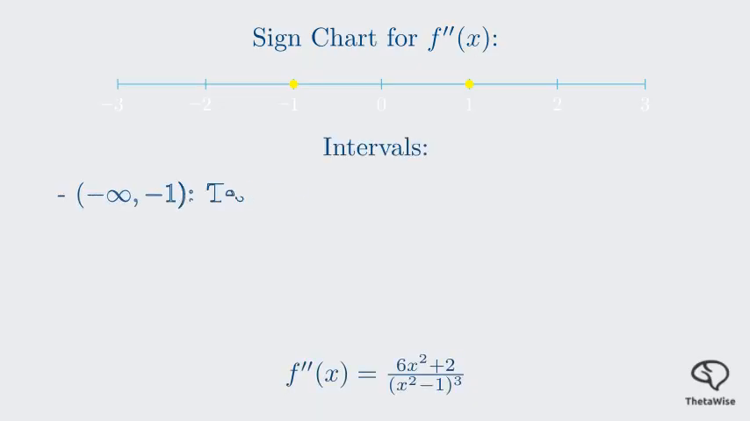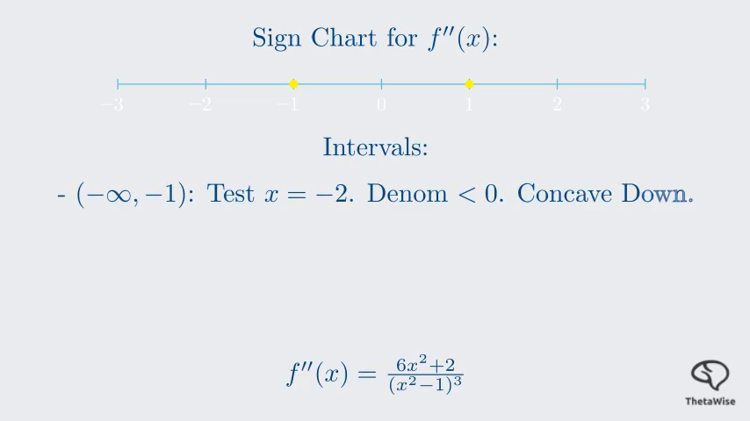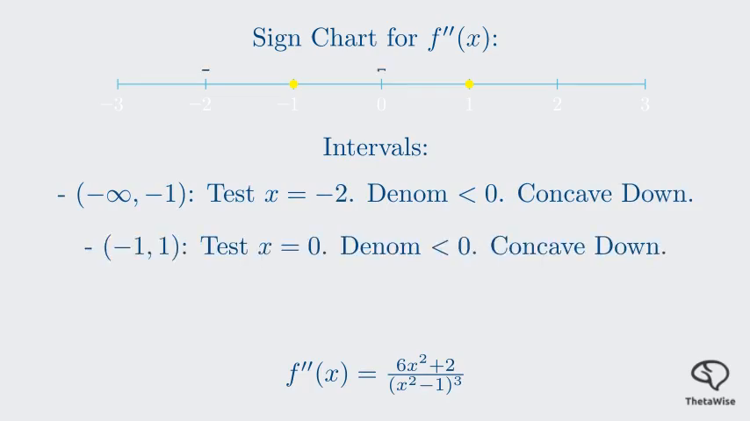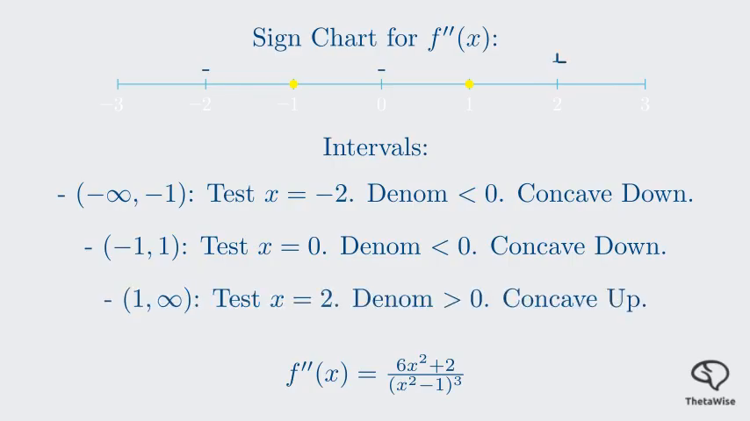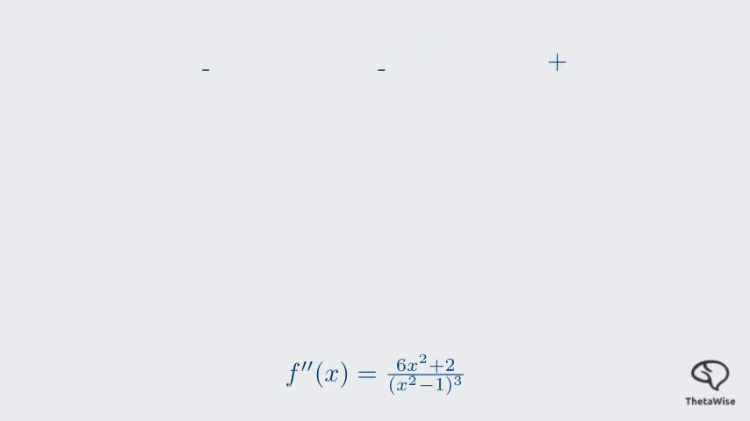In the first interval, the denominator is negative, so the function is concave down. In the second, it's negative, so it's concave down. In the third, it's positive, so it's concave up. We've now analyzed the concavity.